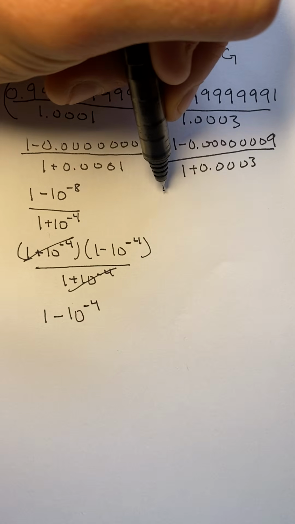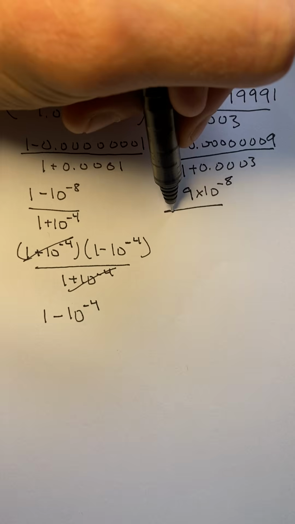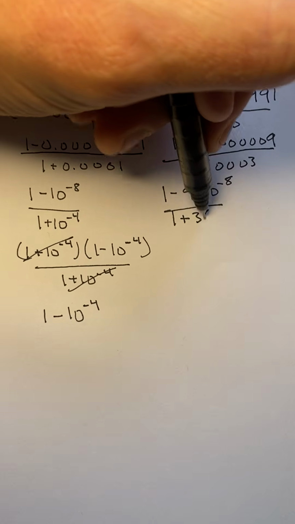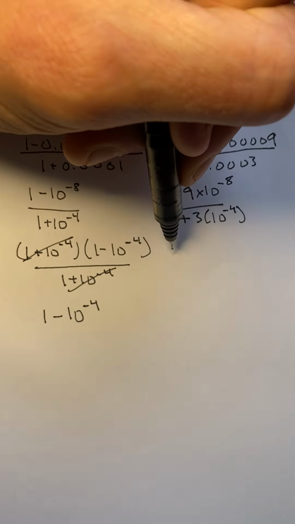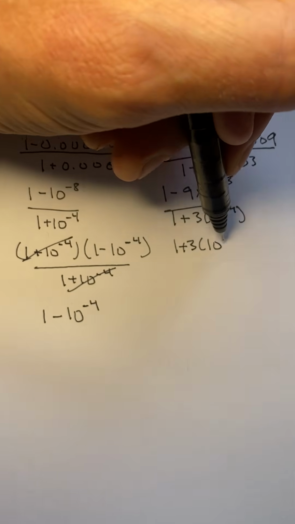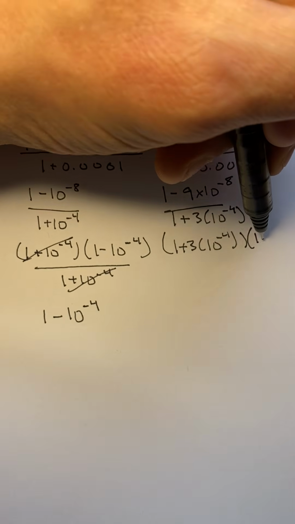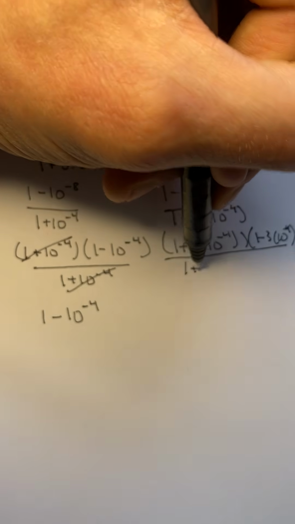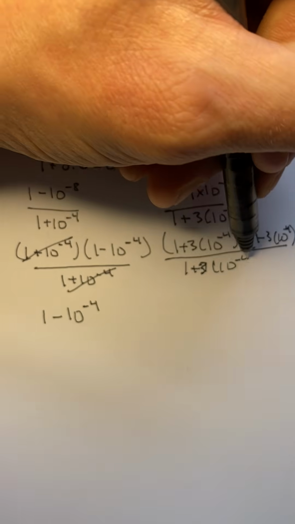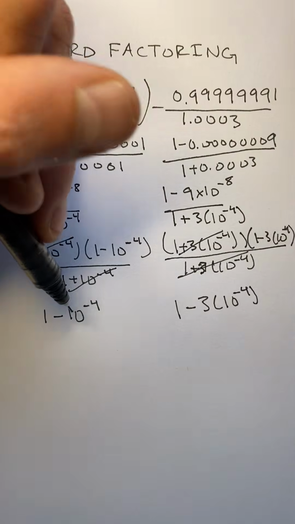0.0003. What you're going to see there is it's 1 minus 9 times 10 to the minus 8, and that's 1 plus 3 times 10 to the minus 4. I could have been consistent the way I wrote that, but I wasn't. 1 plus 3 times 10 to the minus 4 factors out. Okay, that's that side. The other side, 1 minus 3 times 10 to the minus 4. And then all over 1 plus 3 times 10 to the minus 4 like this. That's going to cancel. And then that is going to leave us with 1 minus 3 times 10 to the minus 4.